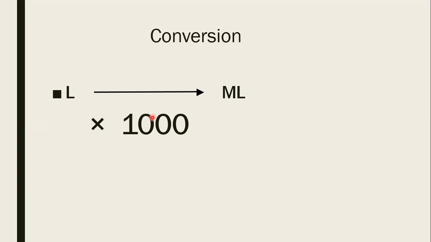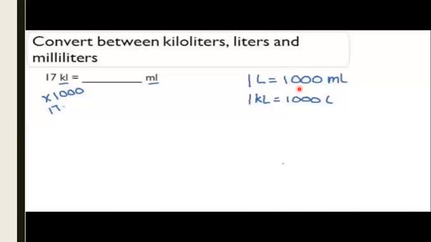Now we move to the next slide and discuss some more things about this. And now we discuss the example, and you can see here. If we talk about the conversion between kiloliters, liters, and milliliters, here is the question: 17 kiloliters equals dash milliliters.